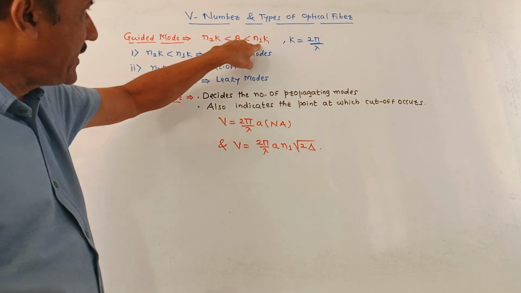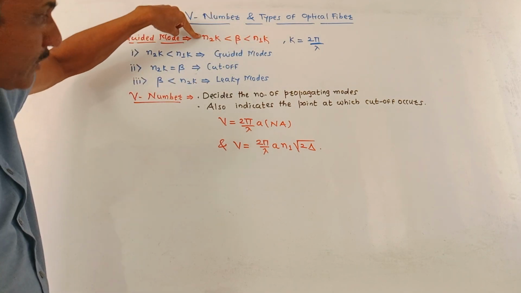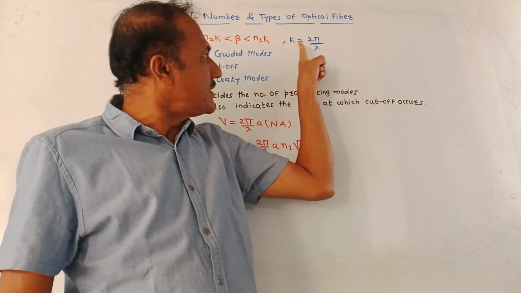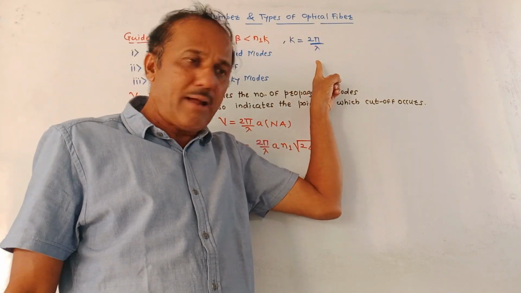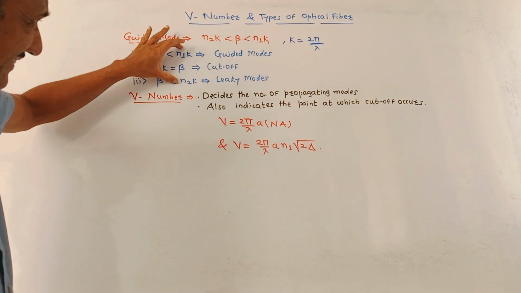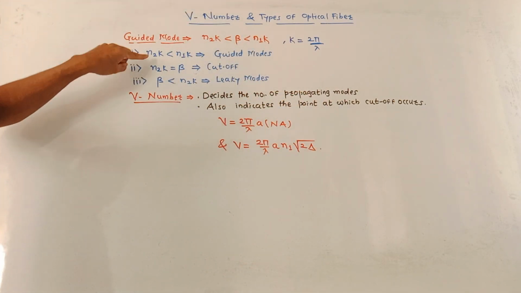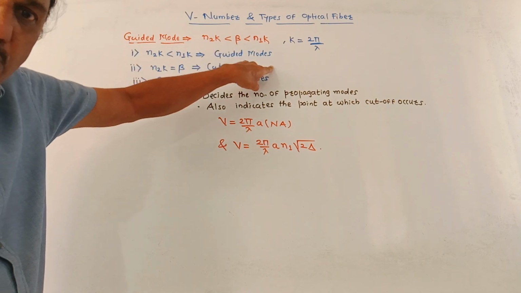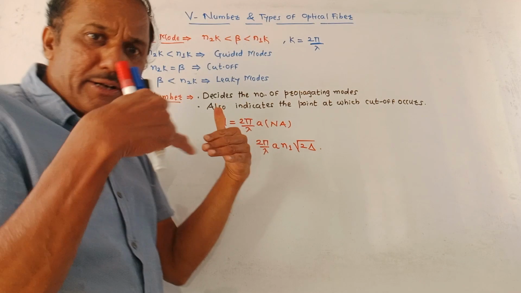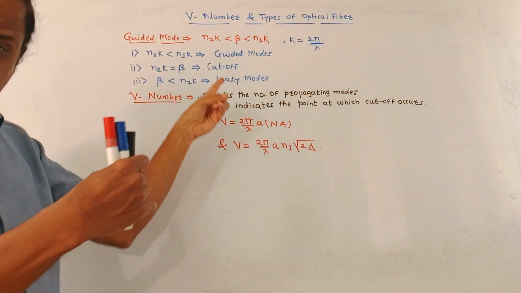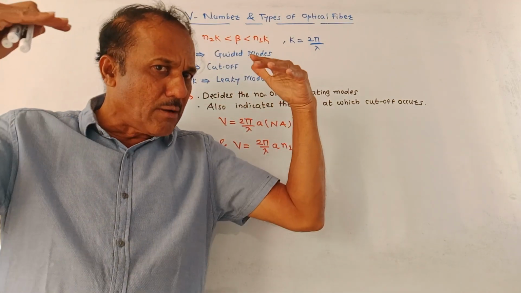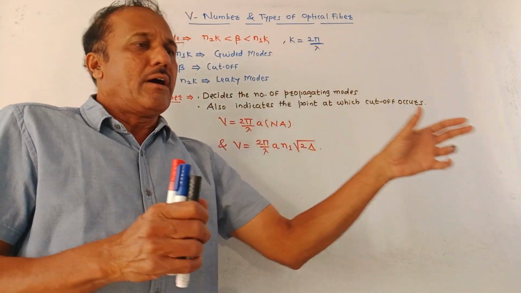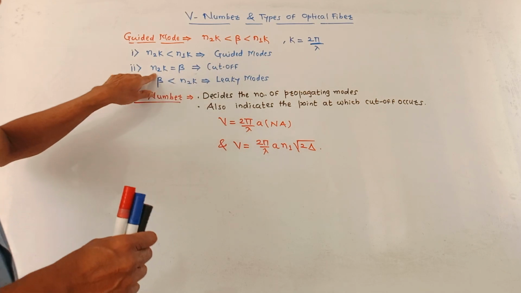N1 is the refractive index of core, N2 is the refractive index of cladding, beta is the phase shift, and K is the constant which is given by 2 pi by lambda, where lambda is the wavelength. There are three conditions related to this equation. If N2K is less than beta less than N1K, it represents guided mode. That means if this condition is satisfied, all the light rays, all the modes which are entering into the core layer will be guided by the optical cable.